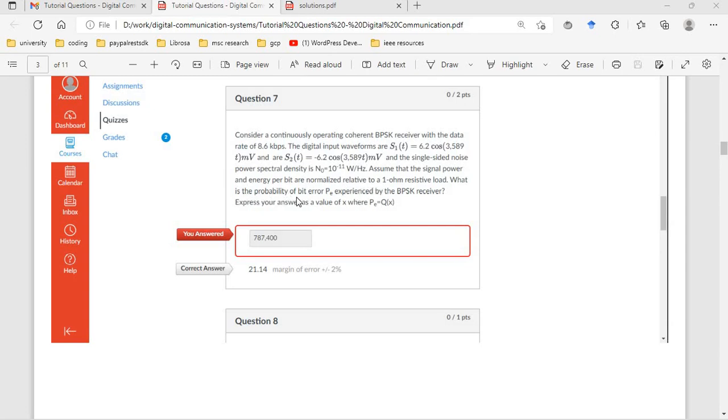What is the probability of bit error P_E experienced by the BPSK receiver? Express your answer as a value of x, where P_E equals Q(x).